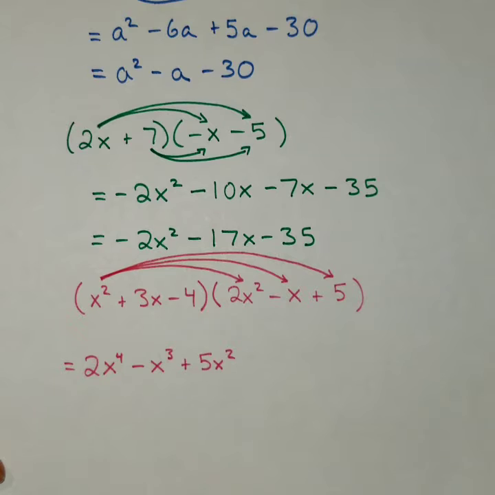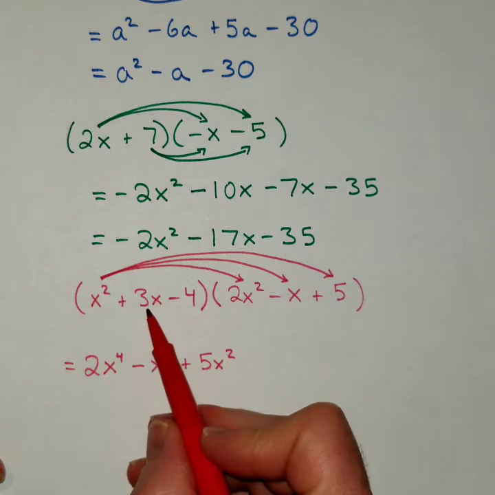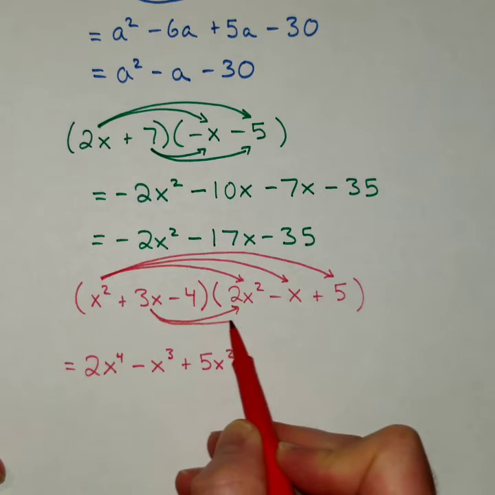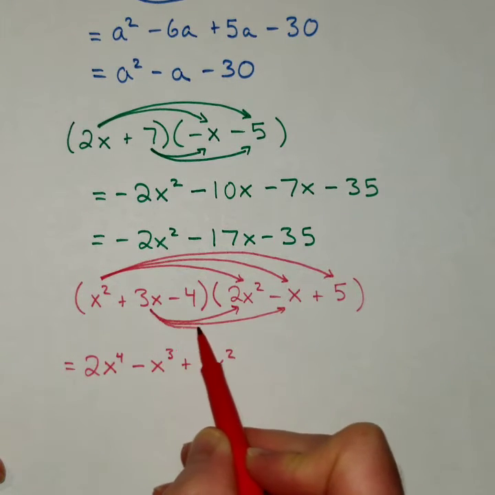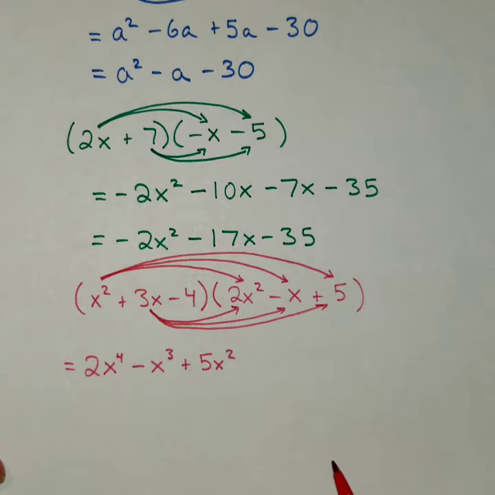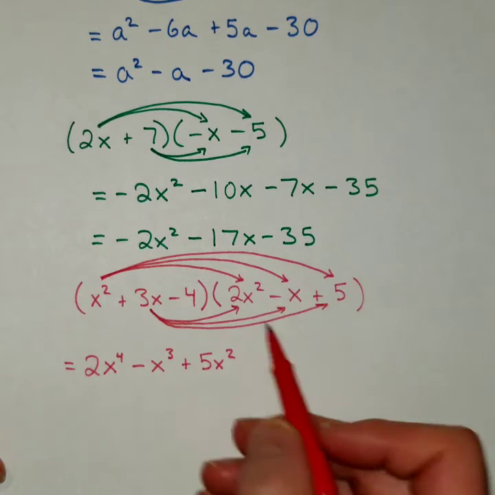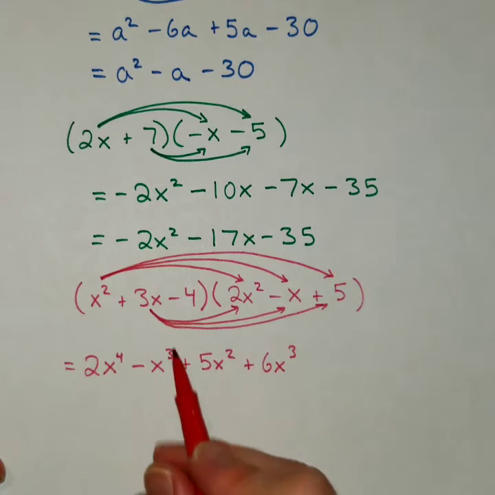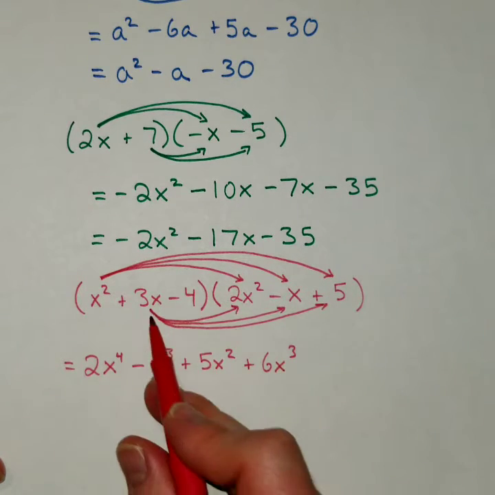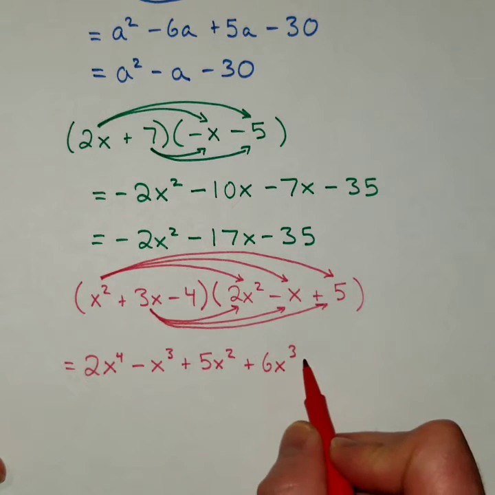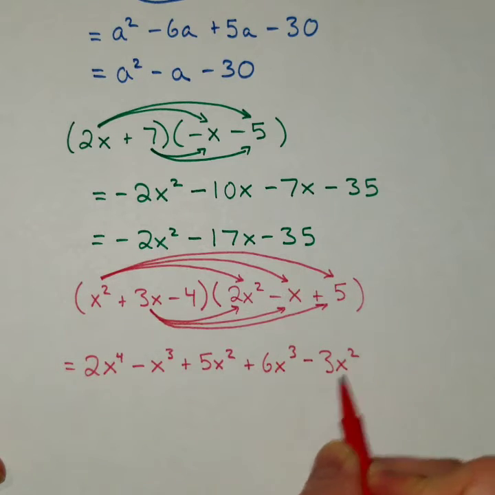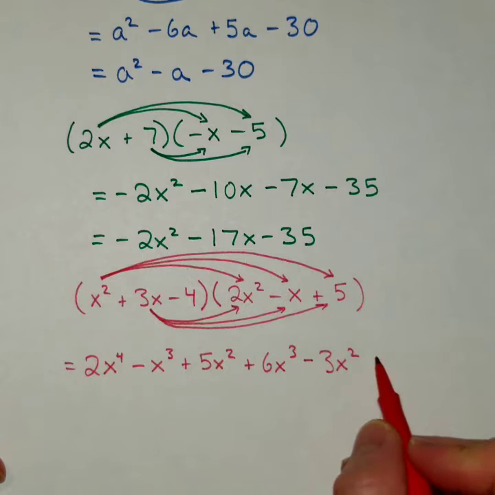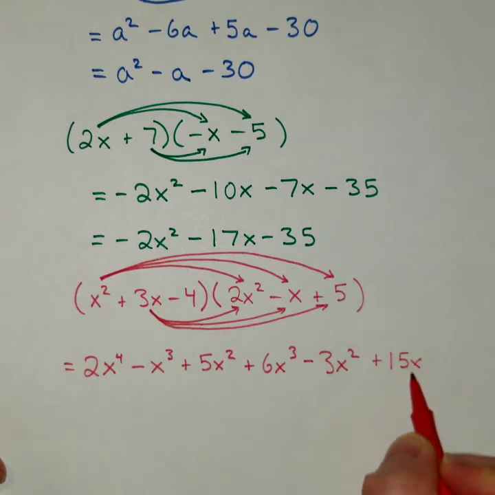Okay, not too bad. Now if I multiply the 3x, that has to multiply every term again on the right. So I get 3x times 2x squared is 6x to the 3rd. Notice I added the powers. 3x times negative x is negative 3x squared, again adding the powers. Then 3x times 5 is 15x.